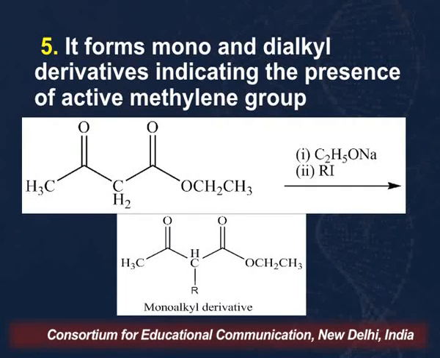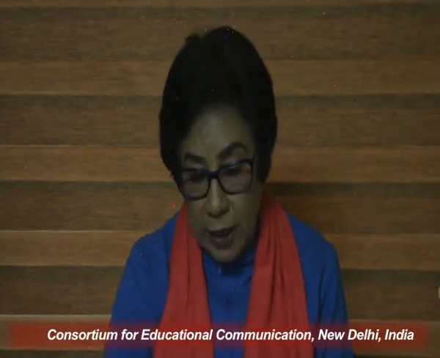monoalkyl derivative is formed. So this clearly indicates that the hydrogen of the methylene group is acidic in nature, because it reacts with a strong base, that is C2H5O-, resulting in the formation of the carbanion or the enolate ion, which then reacts with alkyl halide in a nucleophilic substitution reaction, resulting in the formation of monoalkyl derivative. The mechanism of this reaction I shall be discussing in my subsequent lecture.